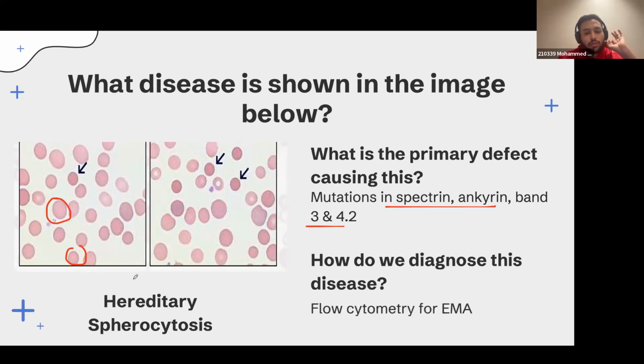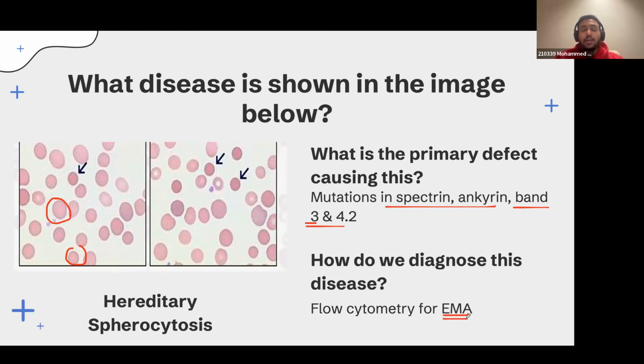Okay. So EMA is eosin something. I forgot the rest of it. But basically what this EMA does is it binds to band 3. When you do flow cytometry on normal RBCs, it will be high, because EMA will bind to band 3, which is normal. Band 3 should be there. However, in hereditary spherocytosis, it's not there. It's mutated. So that means the binding will be low, so you will not detect this. Okay, so this is how we confirm the diagnosis of hereditary spherocytosis.